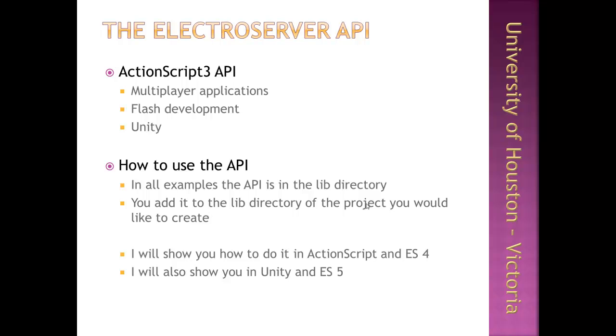Later, in the next units, we'll expand on our chat example, and we'll see what kind of data we can basically manage to send back and forth between the clients and the server. The Electro server API that we have with Electro server 4 is an ActionScript 3 API, or application programmer's interface, that can be used by multiplayer applications to connect and to communicate with the Electro server.